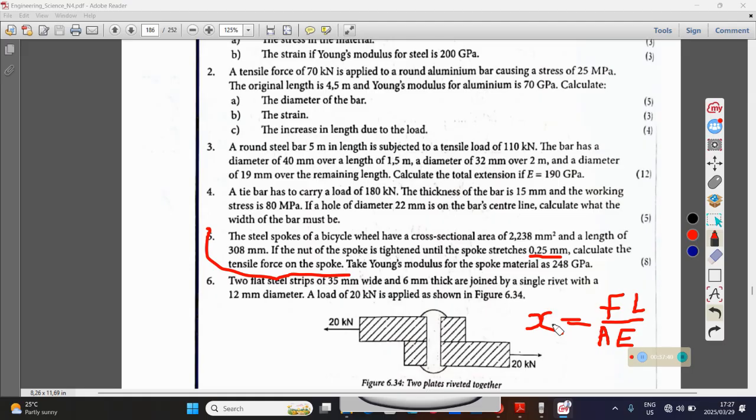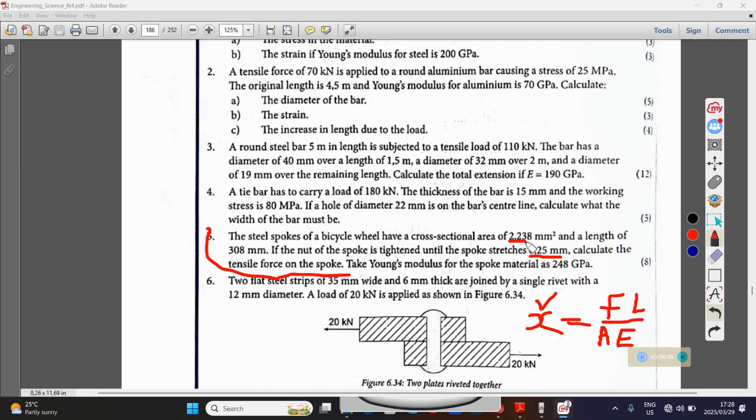Or they can say a length increases by. If they say a length increases by 2 millimeters, it means that 2 millimeters is the change in length. So if they say the length stretches by 0.25, it means that 0.25 is X. So you have X is 0.25, but make sure you use the meters. Divide this thing by 1000. Then when you come to replace here, it must be in meters.